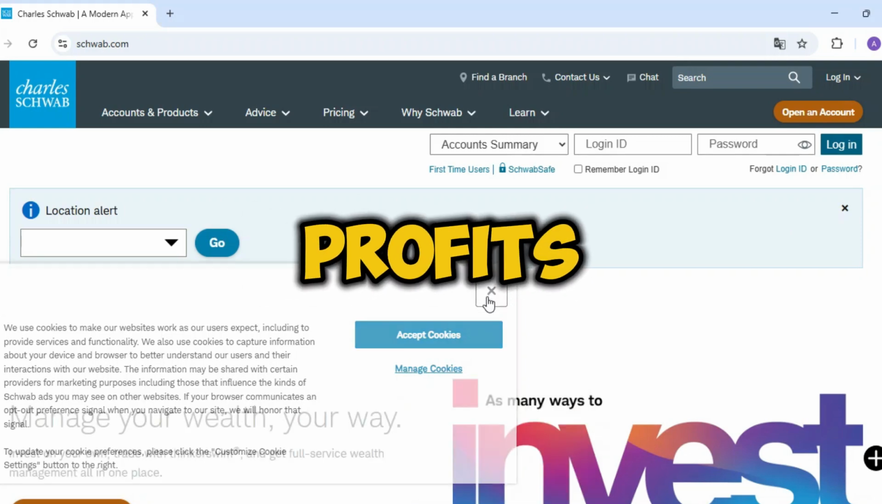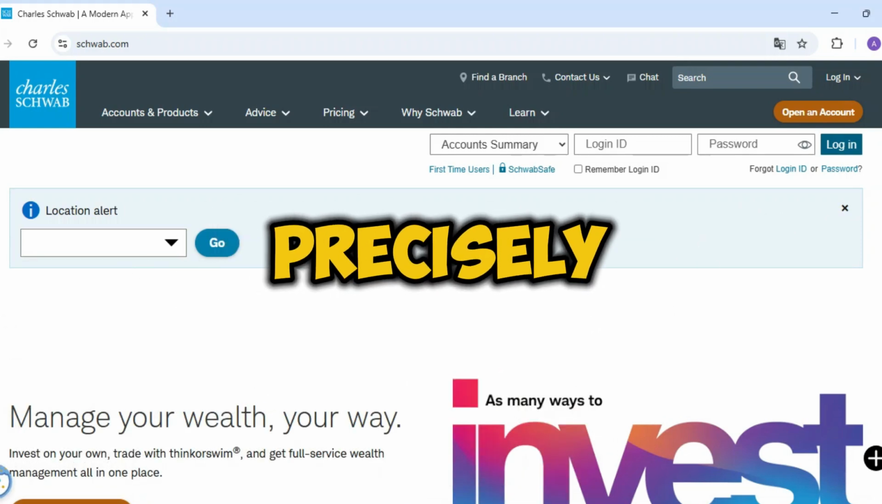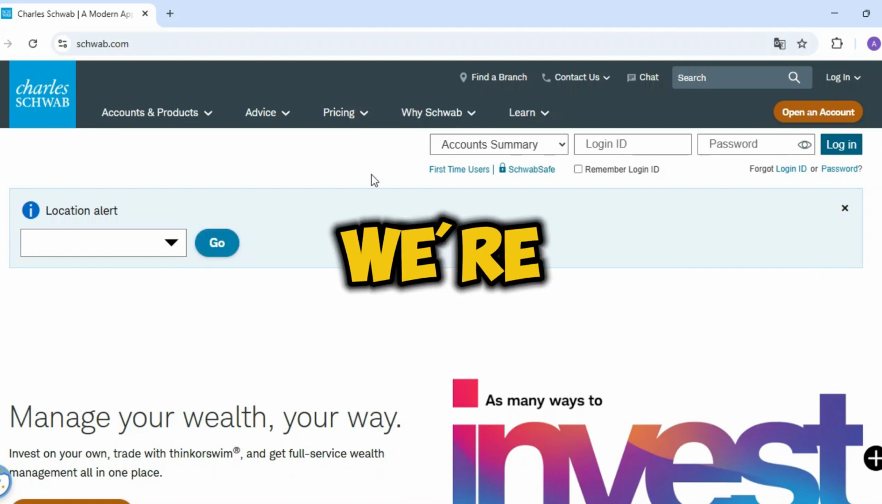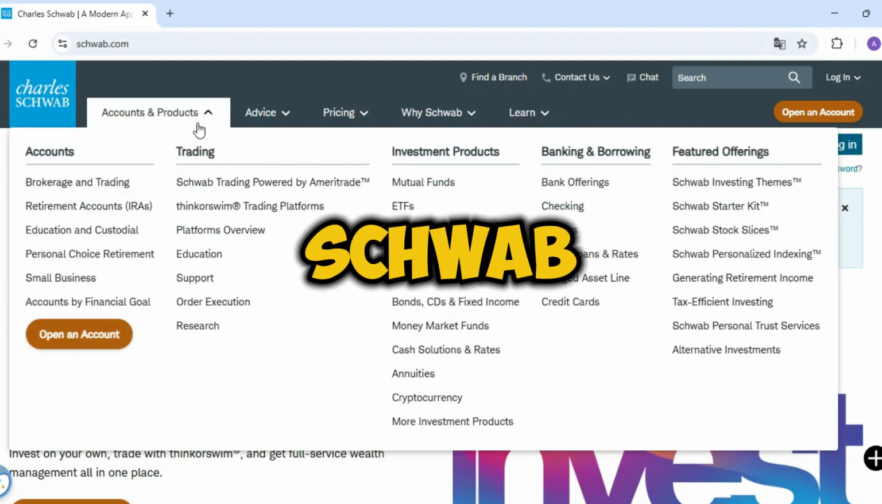Want to protect your profits or control your entry price more precisely? If advanced order types seem intimidating, you're not alone. Today, we're placing stop-loss and limit orders on the Schwab platform.